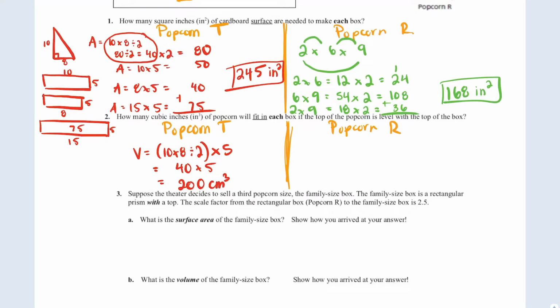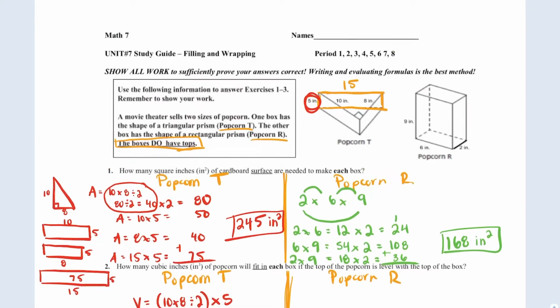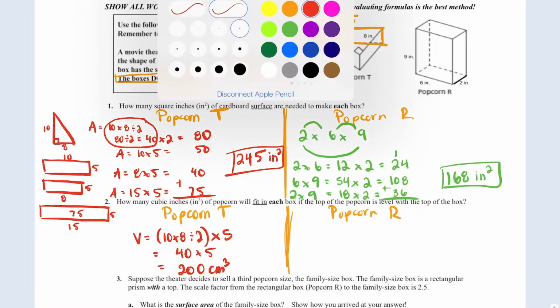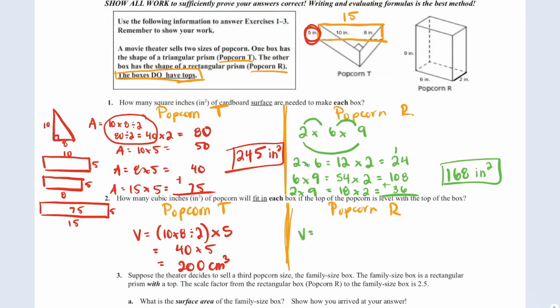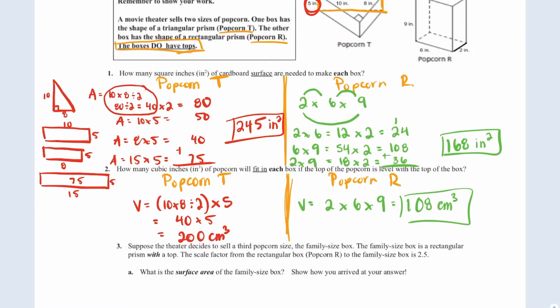Alright, sorry about that, you guys. So we were finding the volume of popcorn T, which is about 200 cubic centimeters. Let's go ahead and find the volume of popcorn R. To find the volume of this rectangular prism, all you're going to do is multiply all three of your dimensions together. So 2 times 6 times 9. 2 times 6 is 12. 12 times 9 is 108 cubic centimeters. And there we go.